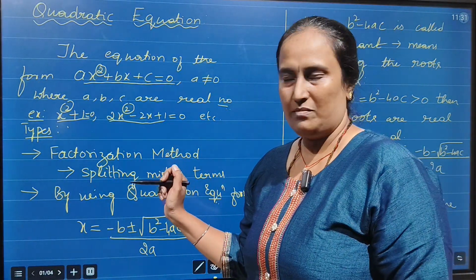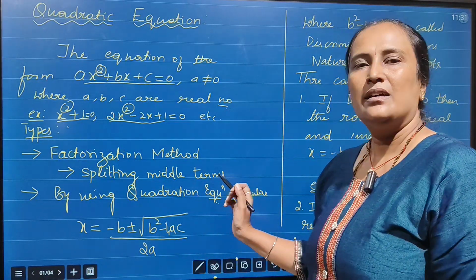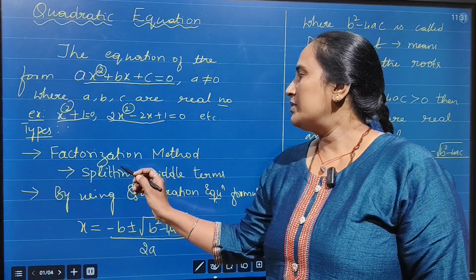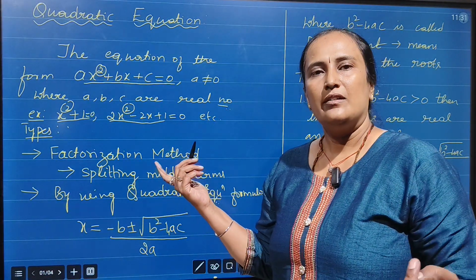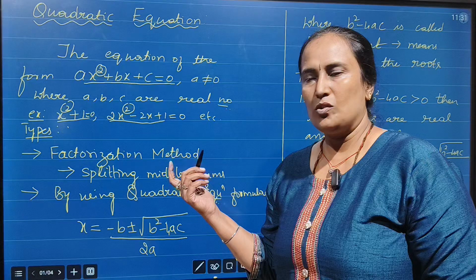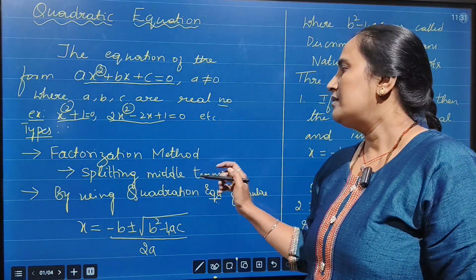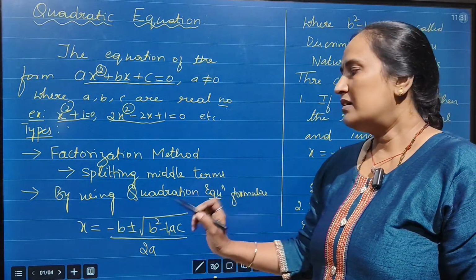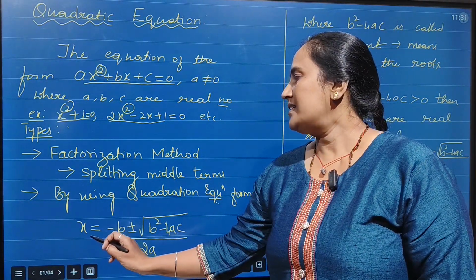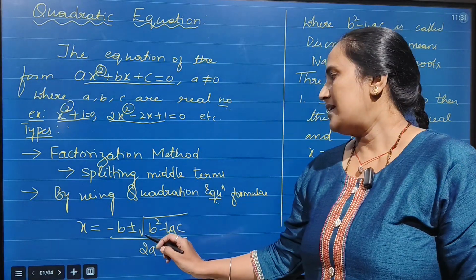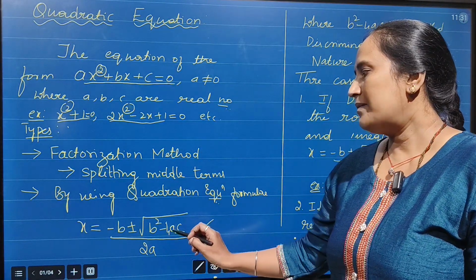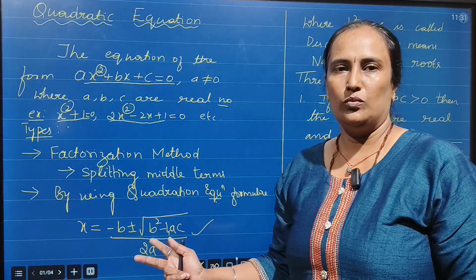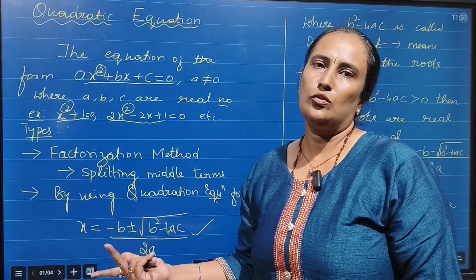Here in this year you discuss two methods. One is the factorization method and one is using the general formula for the quadratic equation. In the factorization method, you are already familiar from 6th, 7th and 8th standard, that is splitting the middle term. Next is the general quadratic equation formula. Here we use the formula x is equal to minus b plus or minus square root of b square minus 4ac divided by 2a. Quad means 2, so we get 2 roots.